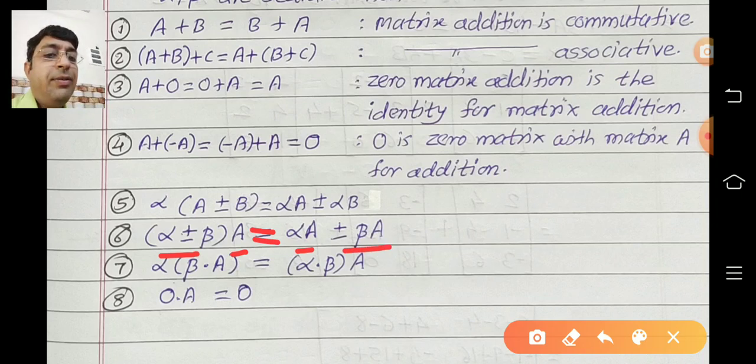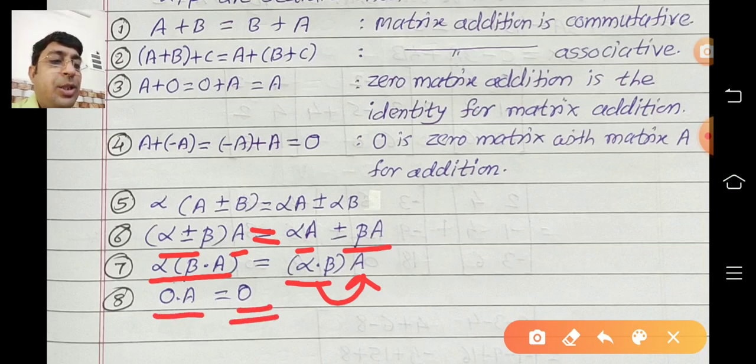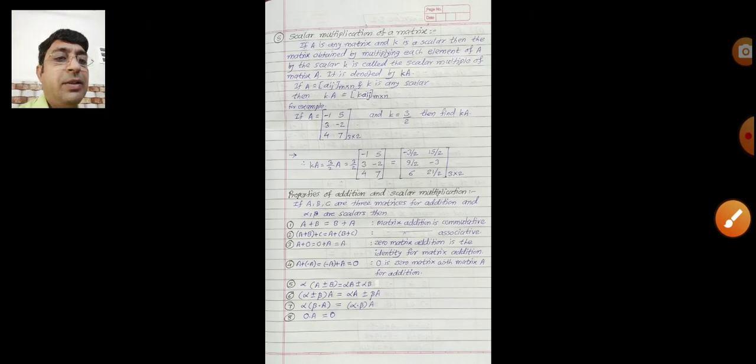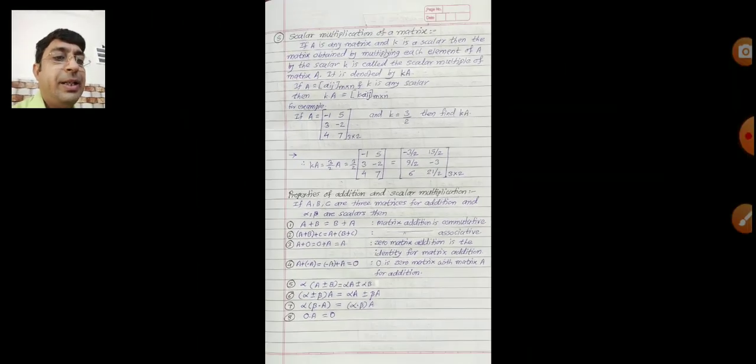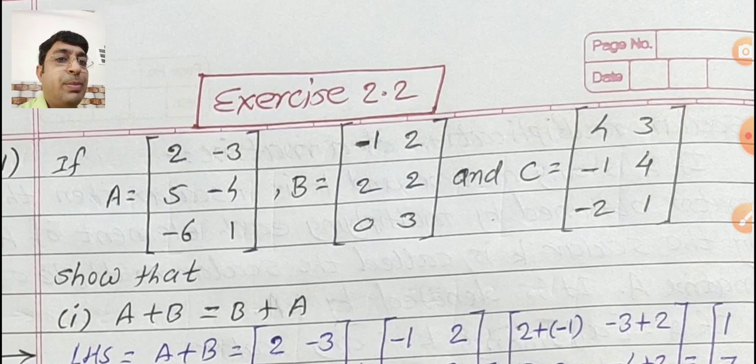Next one, alpha multiplied by beta multiplied by A. Anyway you are doing the multiplication, first we do the multiplication of scalars alpha into beta, and then afterward multiply to the matrix A. 0 into matrix A, the answer is 0. So these are the properties related to addition and scalar multiplication. Next we are solving some examples.